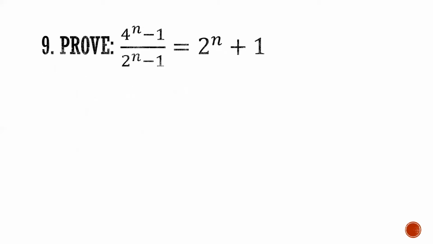Moving forward, our next math is number 9. We have to prove 4 to the power n minus 1 divided by 2 to the power n minus 1 is equal to 2n plus 1.